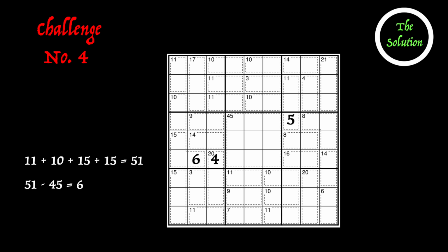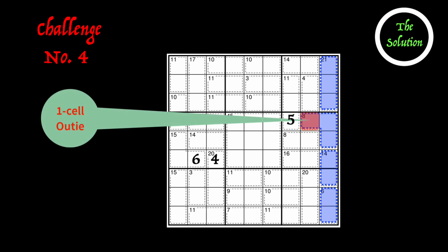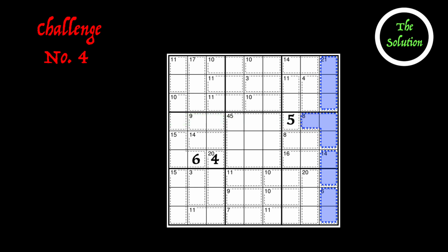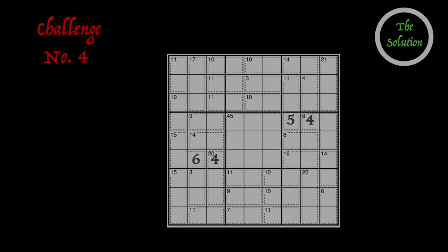And the symmetry of that puzzle, if we take that cage structure and rotate it around the centre of the puzzle by 180 degrees, then we can focus in on the fourth single cell outie. The cage totals in this case 21, 8, 14 and 6, and the sum of these numbers is 49, and that's 4 more than 45. So there's a 4 in that last single cell outie.